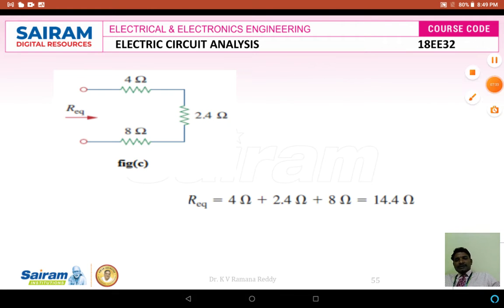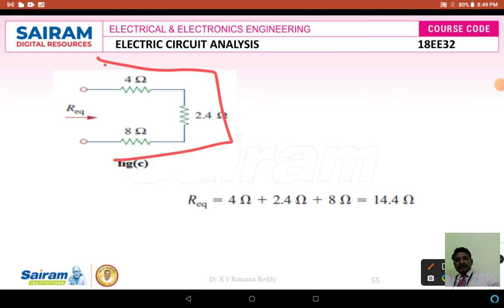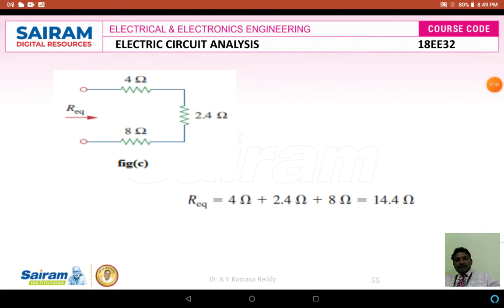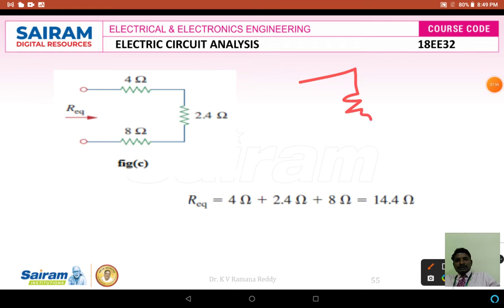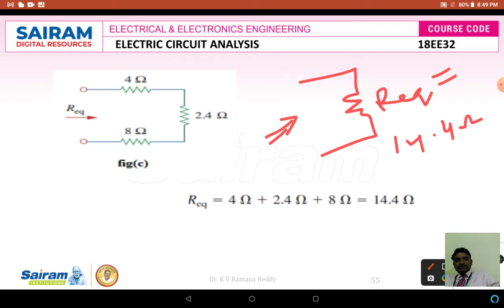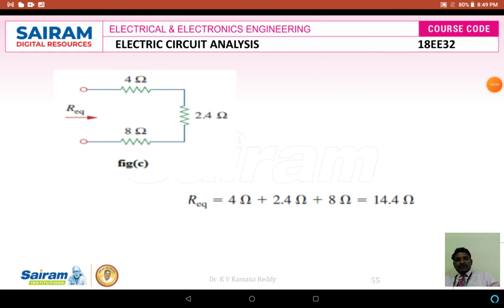If you analyze the currents here, the current is commonly flowing here, therefore these three are connected in series: 4 ohms plus 2.4 ohms plus 8 ohms, it is equal to 14.4 ohms. Therefore the overall equivalent resistance, R equivalent, value is equal to 14.4 ohms. I hope that everyone understood up to here.